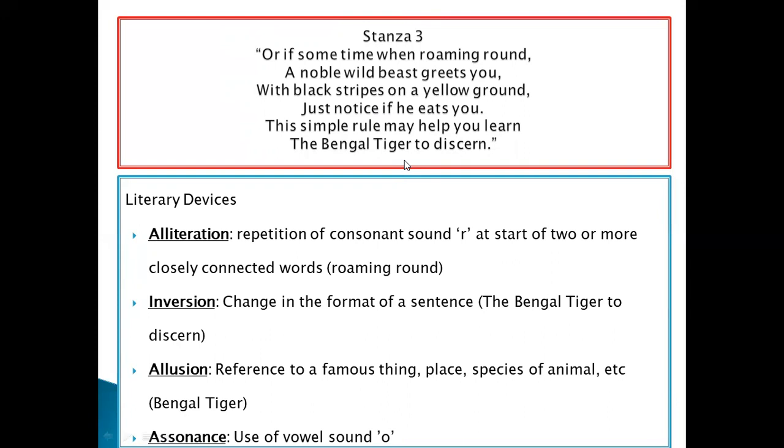And now again, the vowel sound o is repeated when you say "or if some time when roaming round": some o, roaming o, round o. When the vowel sound is the same in a few words, that is called assonance. The rhyme scheme here: for this stanza, round and ground, you and learn discern, so a b b, and this is c c. In the whole poem the same rhyme scheme goes on.